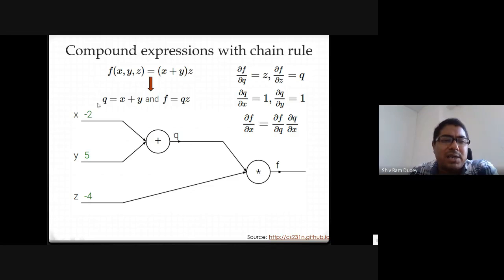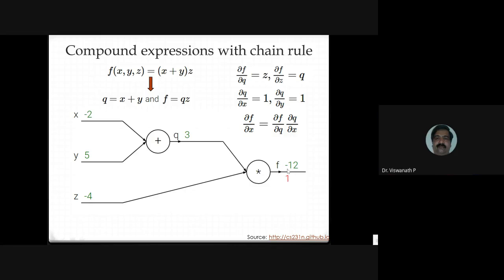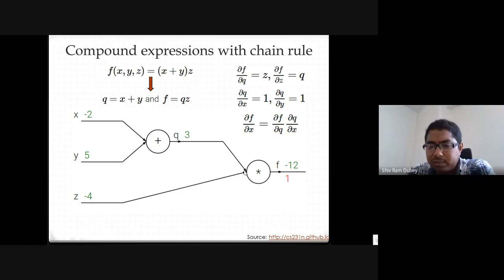In the forward pass, if these are the input values, then q is 3 because this is summation, and then multiplied, f is minus 12. Now if we back propagate, del f by del f is going to be 1. So if you compute del f by del q and del f by del z, del f by del q is nothing but z, and z is minus 4. So the local gradient here becomes minus 4, the running gradient is 1, and multiplying them we have minus 4 here.